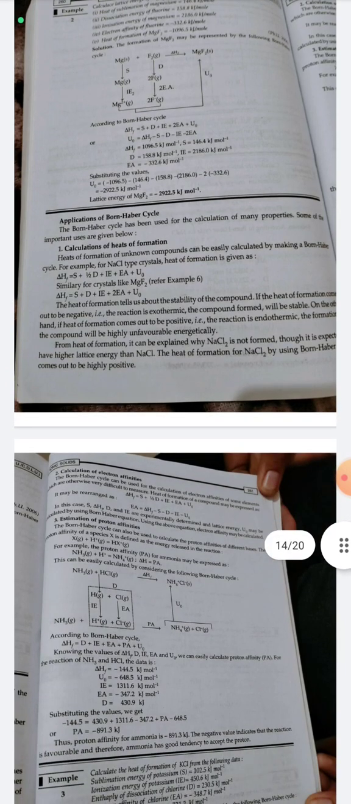Information about the stability of compound. If the heat of formation comes out to be negative, the reaction is exothermic. The compound formed will be stable. On the other hand, if the heat of formation comes out to be positive, the reaction is endothermic and the formation of the compound is highly unfavorable. From heat of formation, it can be explained why NaCl2 is not formed. Though it is expected to have a higher lattice energy than NaCl, the heat of formation of NaCl2 from the Born-Haber cycle comes out to be highly positive.